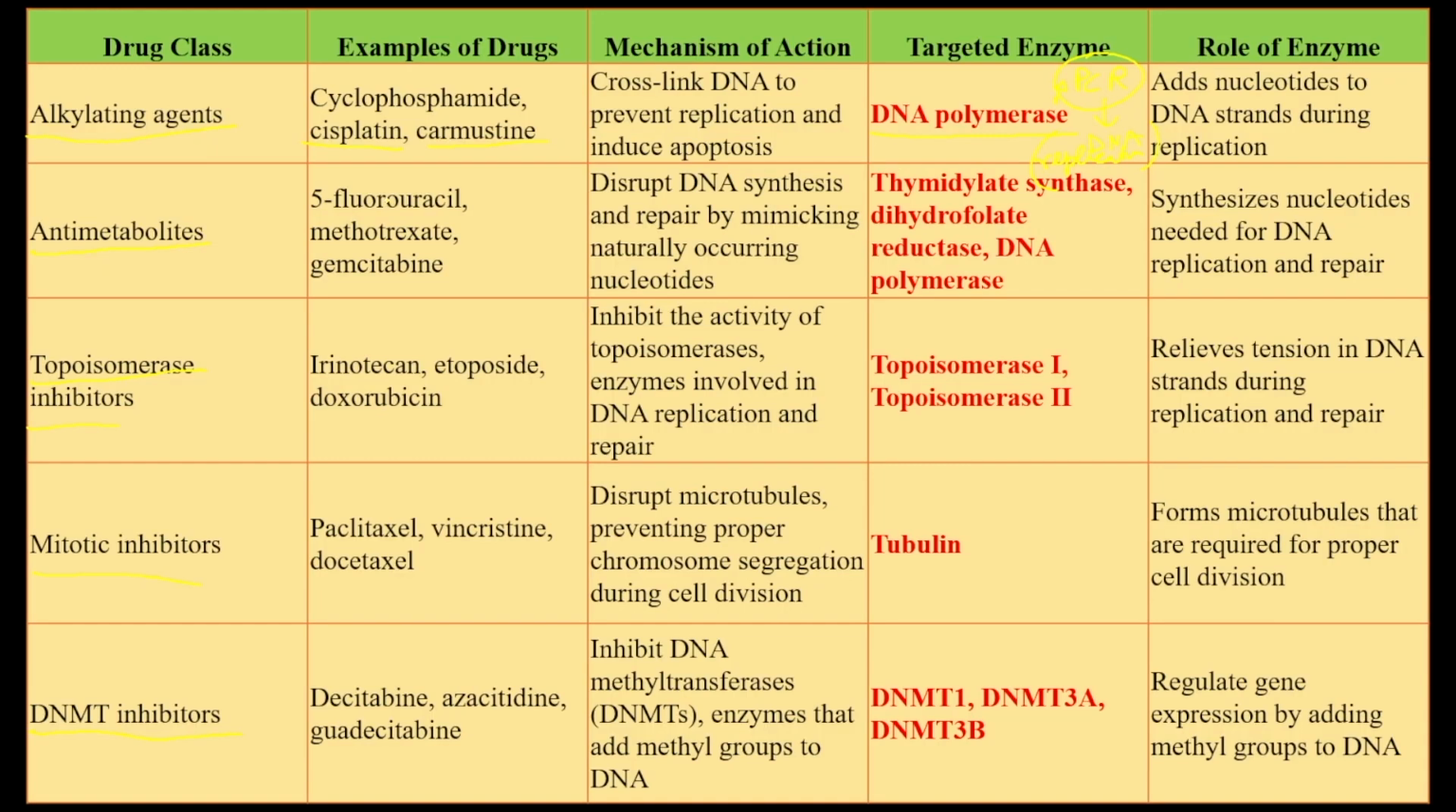Then the anti-metabolites: examples are 5-fluorouracil, methotrexate, and gemcitabine. They disrupt DNA synthesis and repair by mimicking the naturally occurring nucleotides. The target enzymes are thymidylate synthase, dihydrofolate reductase, and DNA polymerase. Apart from that, you remember that when we were talking about this, we also said SHMT, serine hydroxymethyltransferase. And why I always mention SHMT is because SHMT is an enzyme for which I have solved the structures, and I actually did my thesis on that.